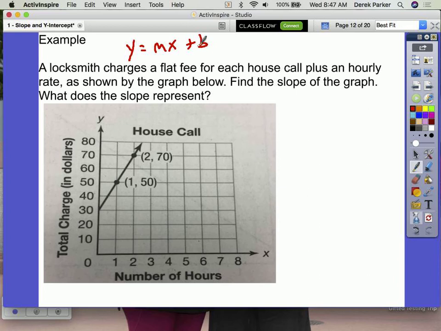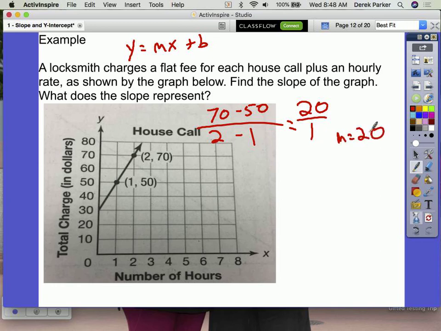So my first step is to find the slope, 70 minus 50, divided by 2 minus 1, and I get 20 over 1. So my slope, m, is equivalent to 20. Now, I want to find the flat rate. That is the y-intercept. That's what you're starting with. So just for showing up, he charges you $30. That's the b. That's where it's hitting the y-axis. So if I want to write this in slope-intercept form, y equals 20x plus b. y equals 20x plus 30.